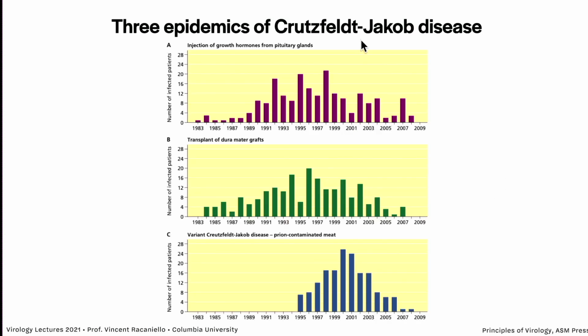So we've had 3 epidemics of CJD in humans. The first from injection of growth hormones purified from human pituitary glands, and those were from people with a TSE. We didn't know it. We started an outbreak of that, so we've stopped doing that. We make it recombinant now. Transplantation of dura mater grafts also transmitted CJD into people. And finally, variant CJD from prion contaminated meat.